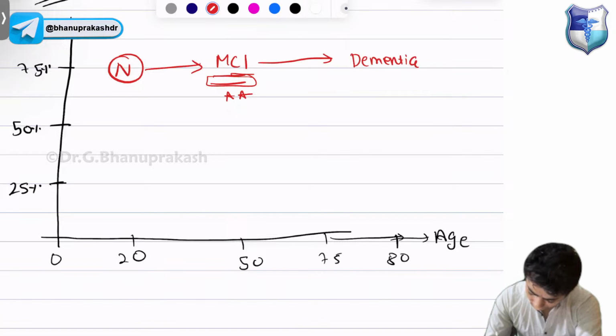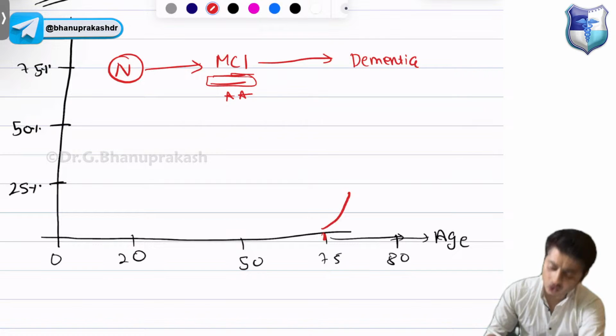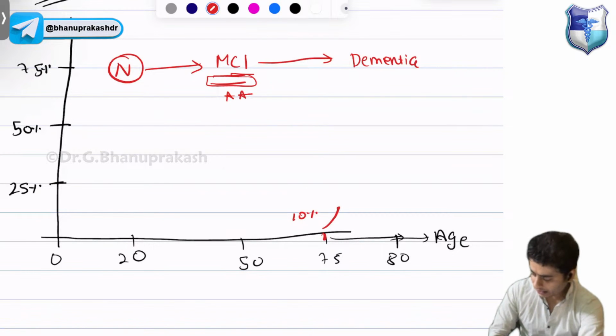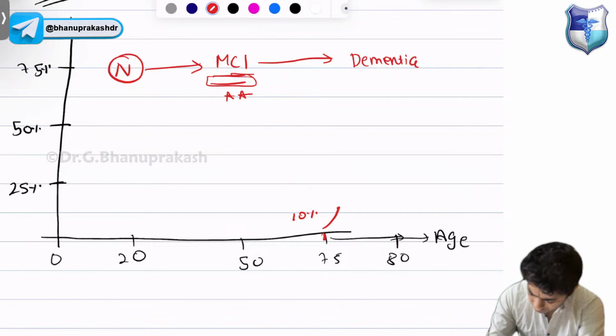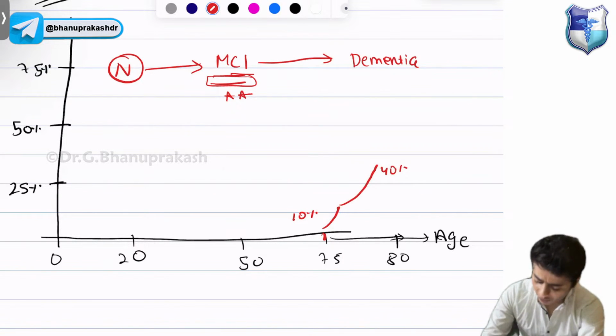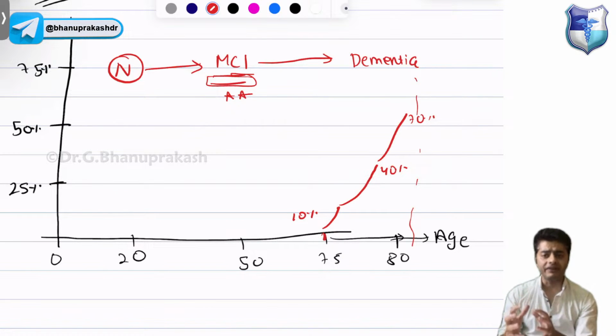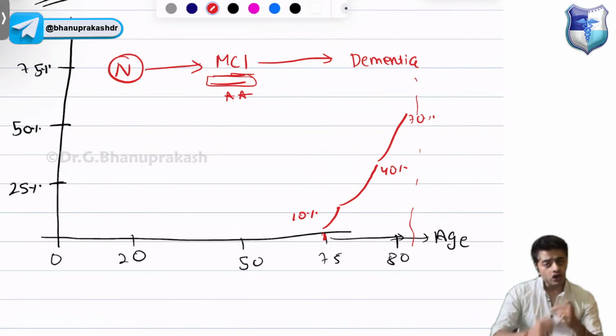Now, generally, when we are around 75, our cognitive function decreases. Suppose something around 10%. There's a decline of 10%. Okay. And when you are around 80, suddenly it jumps up to 40%. And after that, when you age, it generally jumps to 70% also. What it means is that after your 60 or 70, the loss of cognitive function spreads very rapidly.